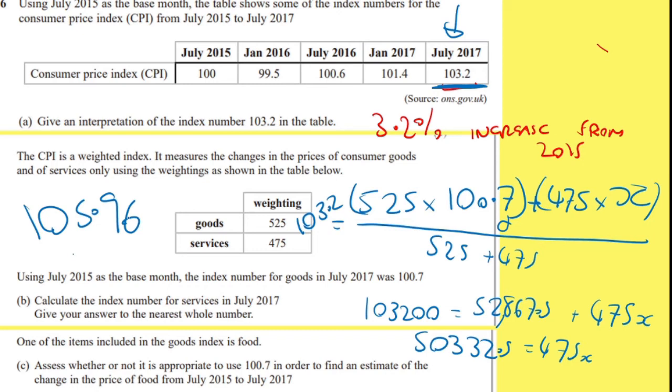Okay, right. Let's see. One of the items included in the goods index is food. Assess whether or not it's appropriate to use 100.7 in order to find the estimate of the change in price from food from 2015 to 2017. And this is not appropriate really because we don't have enough data, and we know that because it's a combination of those two, those weightings might change. So we can't make any assumptions.